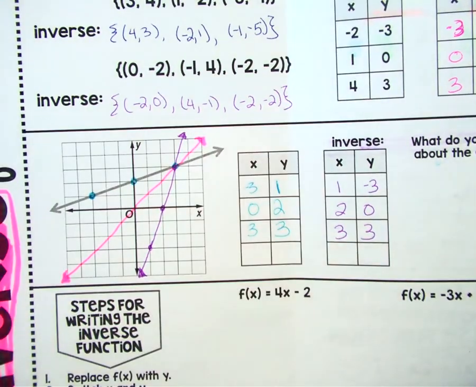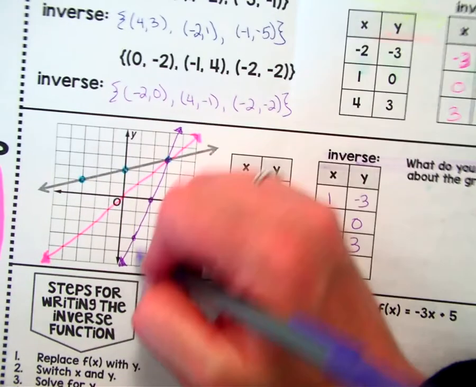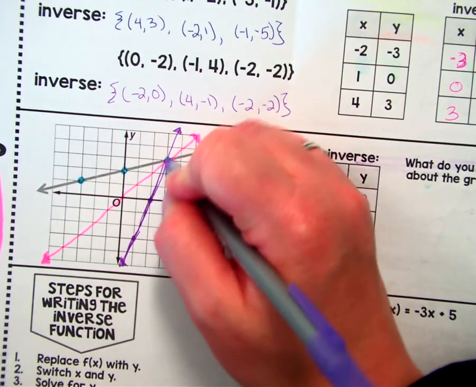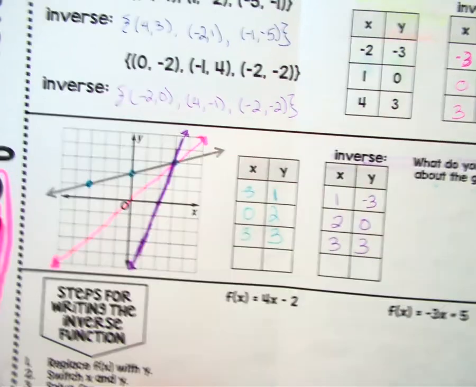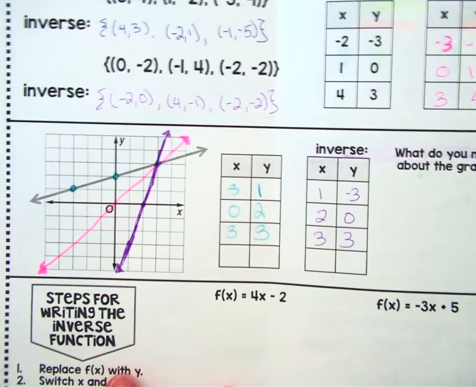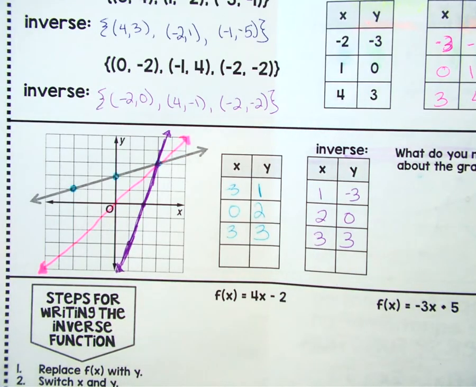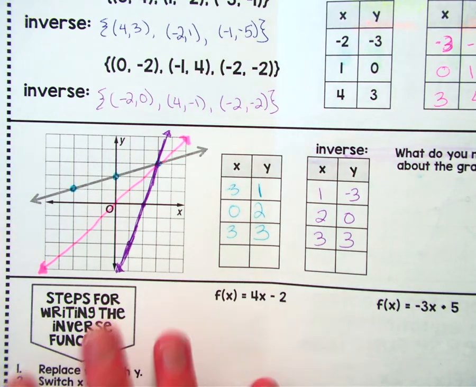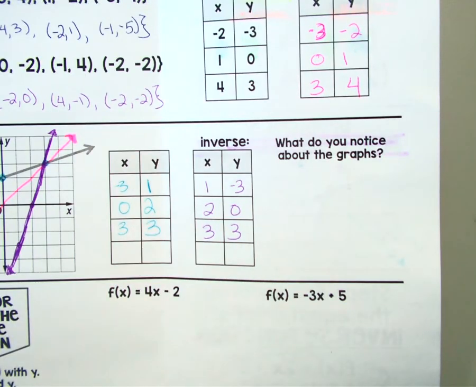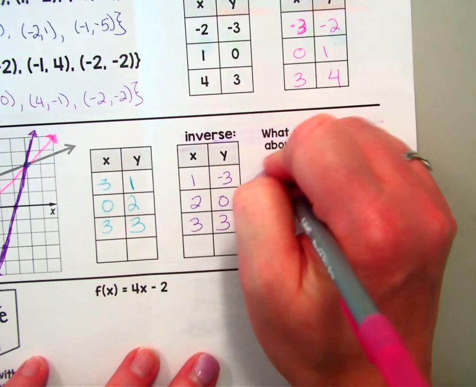And so there is my line of inverse, my purple line there. Try to make it a little darker for you to see a little bit better. So there is that line, inverse function. I'm sorry, I said line of inverse. That is my inverse function there. So then what do we notice about the graphs?